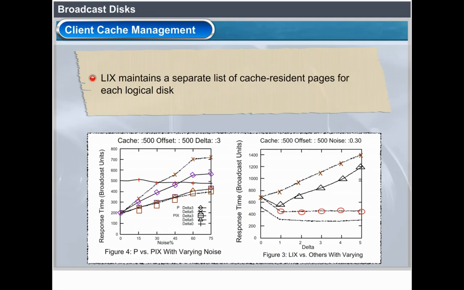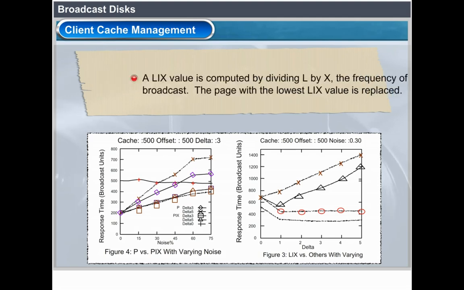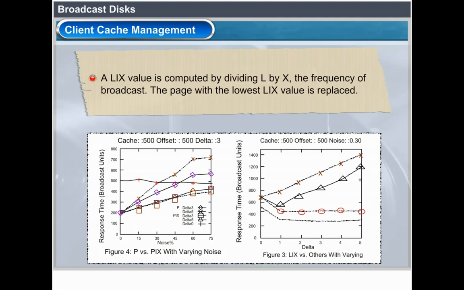LIX maintains a separate list of cache resident pages for each logical disk. Each list is ordered based on an approximation of the access probability L for each page. A LIX value is computed by dividing L by X, the frequency of broadcast. The page with the lowest LIX value is replaced.